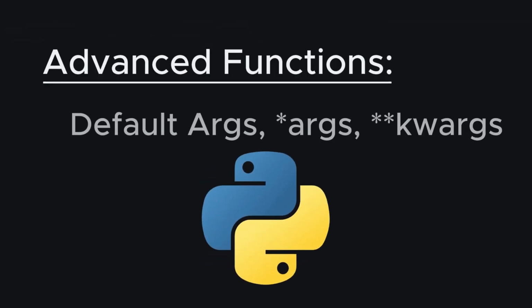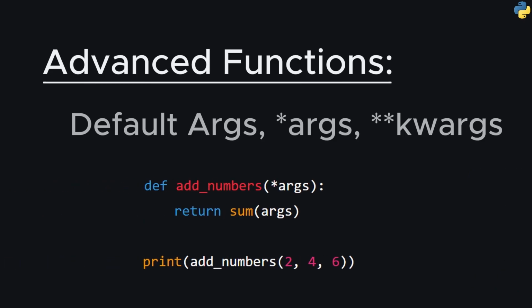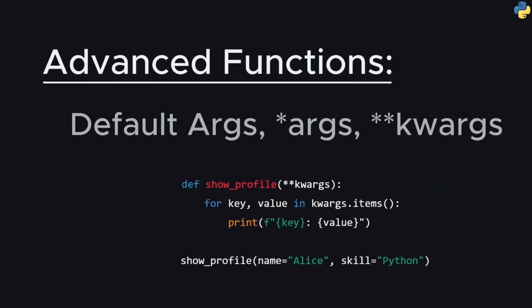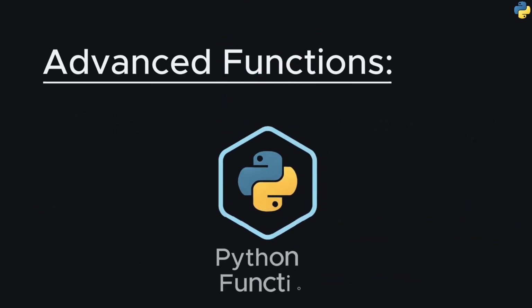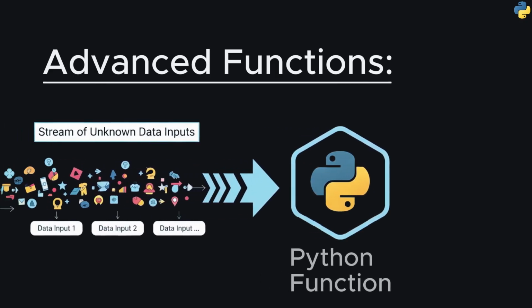Welcome to the deep dive into advanced Python functions, where we turn ordinary function calls into powerful, dynamic interfaces. Mastering *args and **kwargs isn't just about syntax. It's about writing flexible, readable, and future-proof code. Today, we'll unpack the core concepts and tackle the notorious Mutable Default Argument Trap.